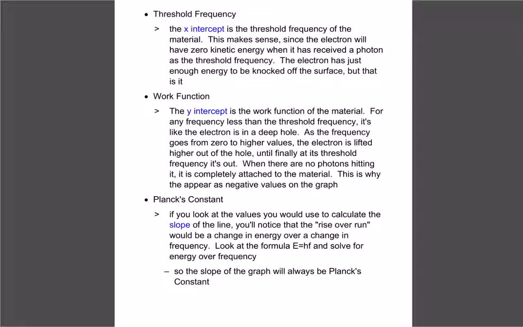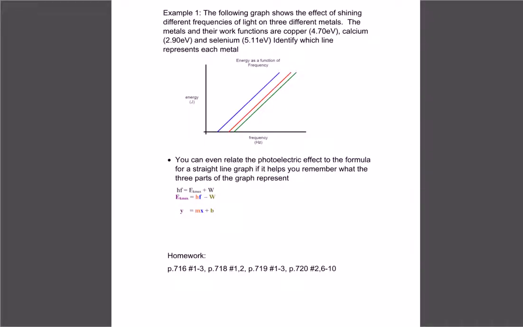And because it's constant, it's always going to be the same. So what that means is if we graph different metals, in this example it shows copper, selenium, and calcium, and it's showing 3 different lines. Each one has a different threshold frequency, so we have different values here. That means each one's going to have a different y-intercept as well, so a different work function. But what you do notice is they're all the exact same slope. They're all parallel lines. So that means Planck's constant has to be the same for each, which it is. So you're always going to get parallel lines.